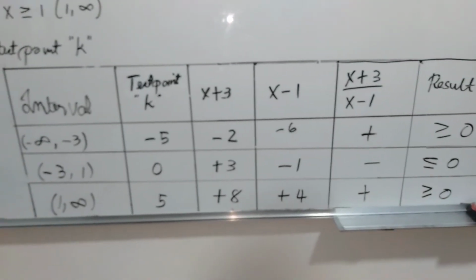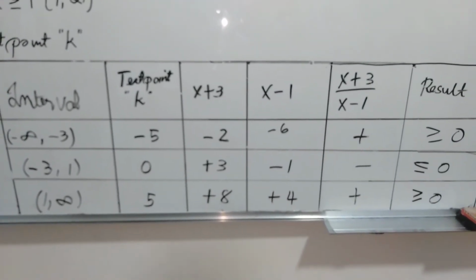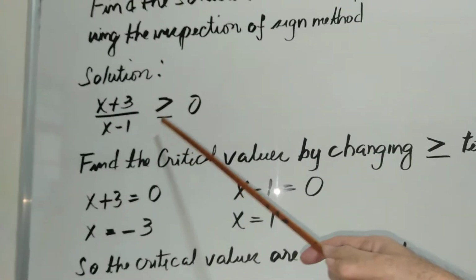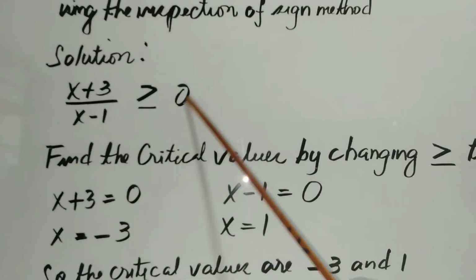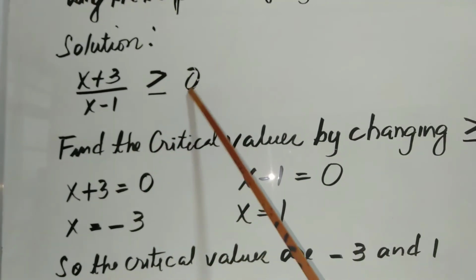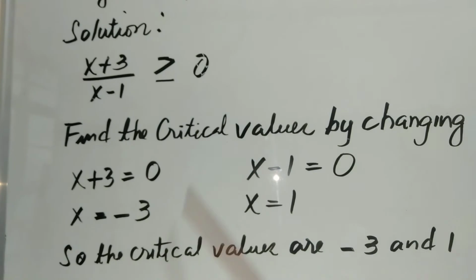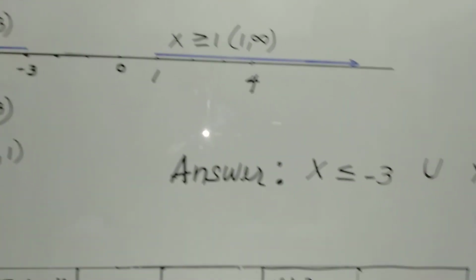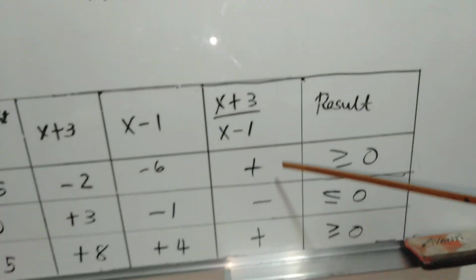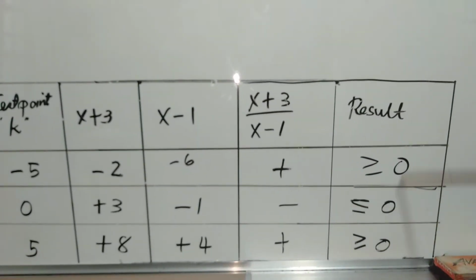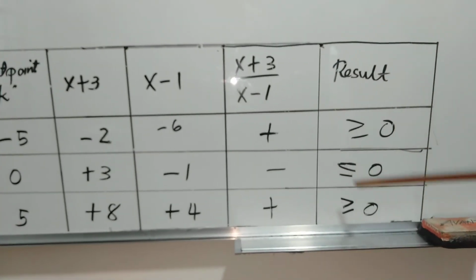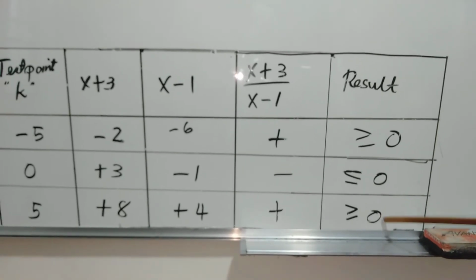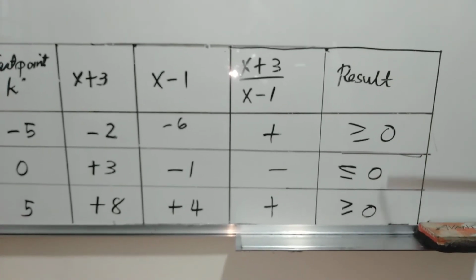But the problem asks for the region greater than or equal to 0. So this fraction asks for a solution greater than or equal to 0. By inspecting the results of our inspection of signs method, the first one and the last one are greater than 0, so they fit the inequality.